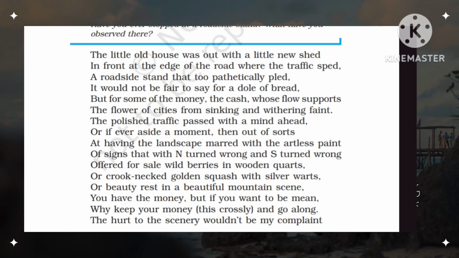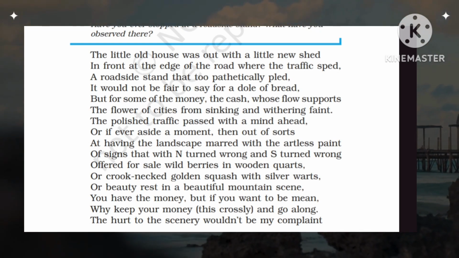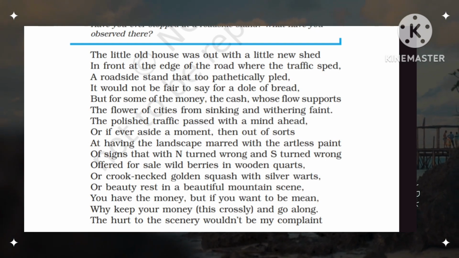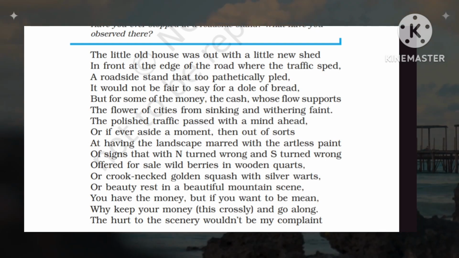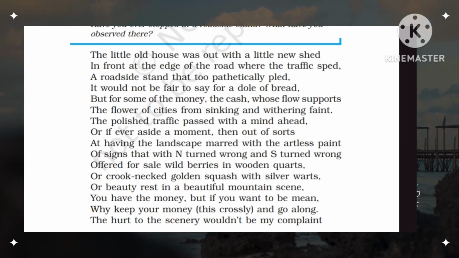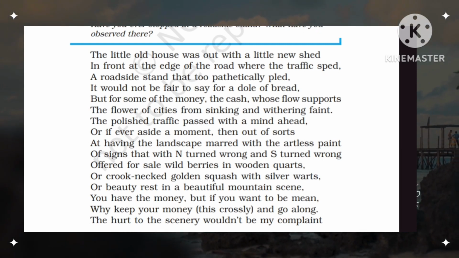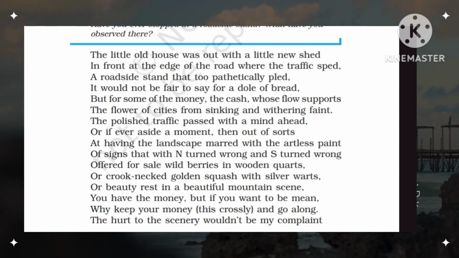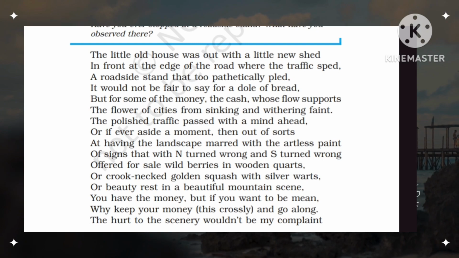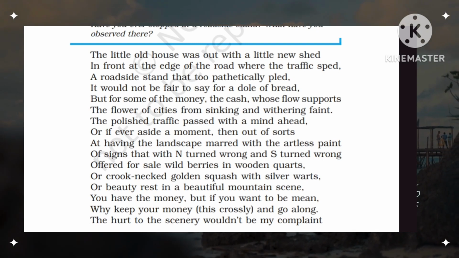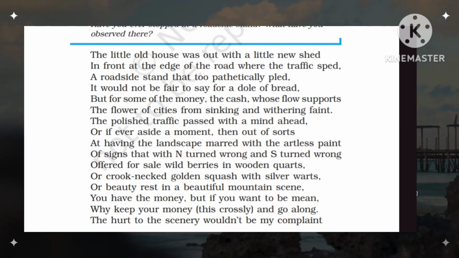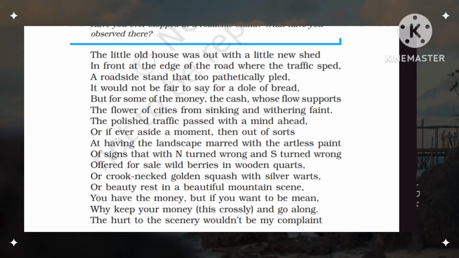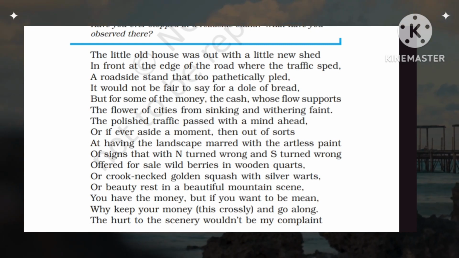The poet says that the polished traffic, or the rich people traveling in cars, pass by without stopping at the roadside stands. And even if they stop, they do it to watch the scenery or have a look at the landscape, or maybe to ask the shopkeepers for directions. The shop offers wild berries in wooden boxes and crook-necked golden squash with fungus on top of it because no one buys it, so the things are getting rotten. But instead of buying, these people stop by to see the beauty of the mountains.